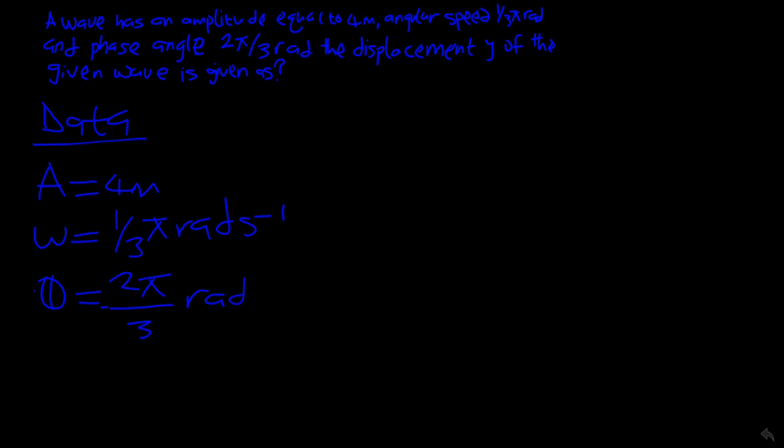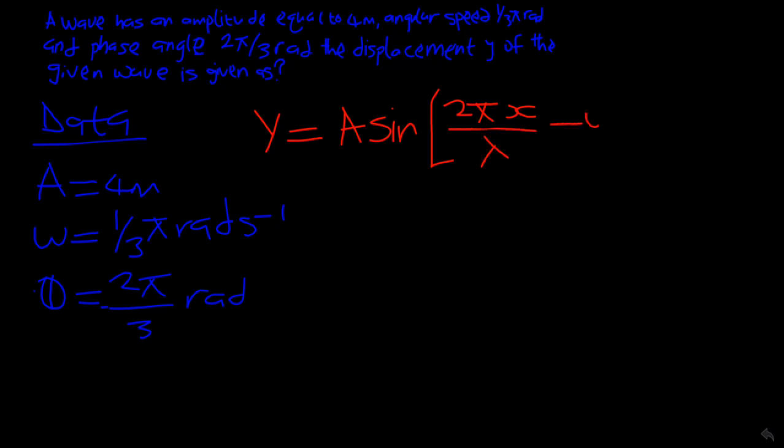Now, the displacement y of the given wave is given as, the thing you need to note here is the progressive wave equation, and the progressive wave equation is given as y equals A sine, in bracket, the phase, which is 2 pi x over lambda minus wt.